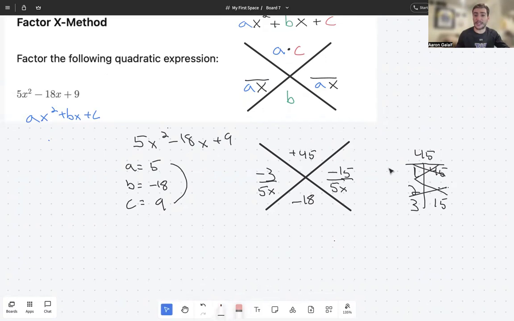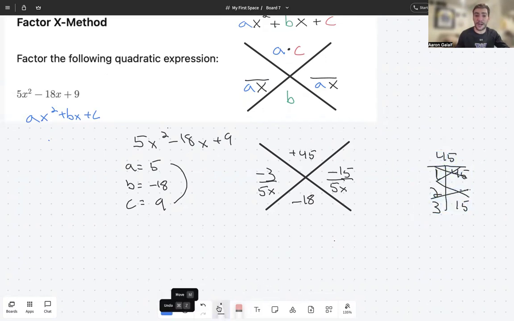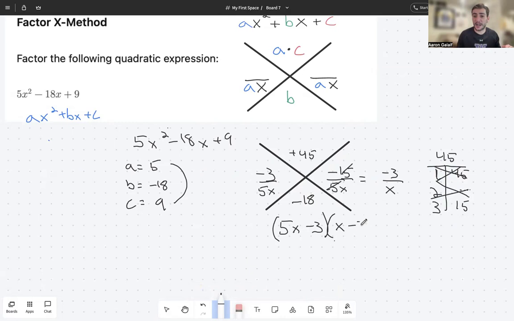Then the last step we need to do is very straightforward. We simplify any of these fractions that need to be simplified. So I can simplify, take out a 5 from the top and the bottom, and we'll be left with negative 3 over x. At this point, all we're going to do is take the denominator, keep the sign, and put the numerator in parentheses. Same thing, take your denominator, keep the sign, then put your numerator. And we have successfully factored this using the X method.